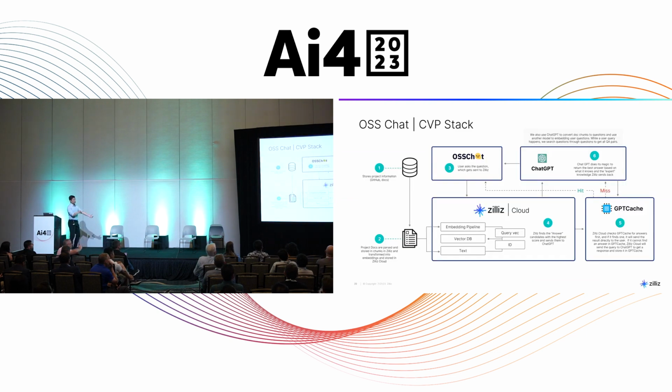Again, I'll go through a bit of the architecture here of how it works, and hopefully this will give you a better idea of how you might be able to build your own CVP stack or your own retrieval augmented generation project, application. The first is OSS Chat will take project information from GitHub, as documentation, or from the website as well, and it will convert all of those into vectors and store them inside of Zilliz Cloud. Zilliz Cloud being the vector database that we have built on top of Milvus.